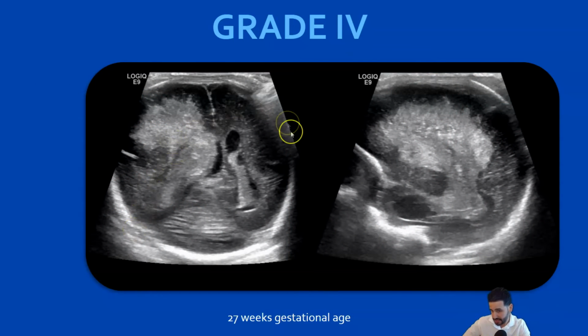Here you can tell 27 weeks gestational age, so extreme preemie. You can see there's no sulci or gyri, pretty much, immature brain. You can see this large amount of blood within the parenchyma. There's also blood within the ventricle, and there's midline shift. So the midline is being shifted to the left. That's caused from increased pressure, which causes further cerebral tissue damage. So here you can see the blood within the parenchyma and then blood within the ventricle.